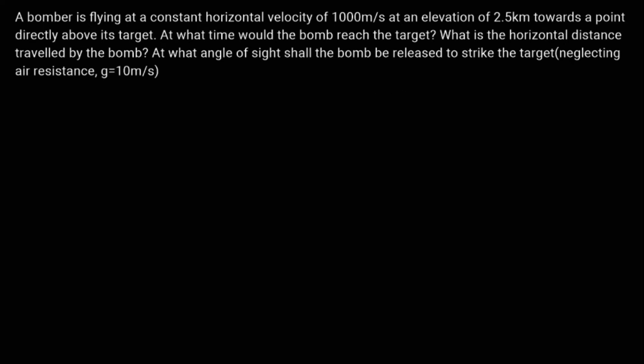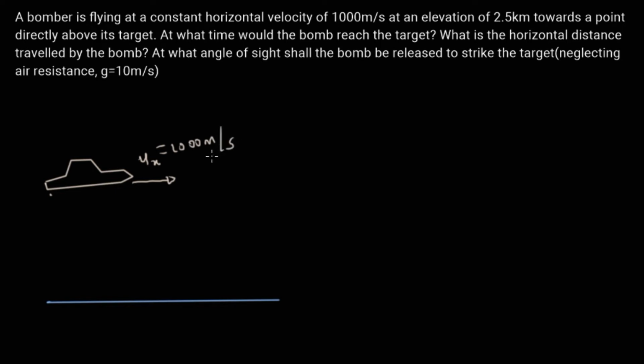Now, let's say this is the horizontal ground, and then this is the bomber. All right, the bomber is moving horizontally at a particular initial velocity ux, which is equal to 1000 meters per second. Now, at an elevation of 2.5 kilometers, that means the distance from the position of the bomber to the ground, that's the elevation, it is 2.5 kilometers from the ground.